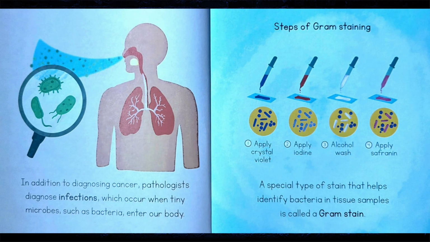In addition to diagnosing cancer, pathologists diagnose infections, which occur when tiny microbes, such as bacteria, enter our body. A special type of stain that helps identify bacteria in tissue samples is called a gram stain.